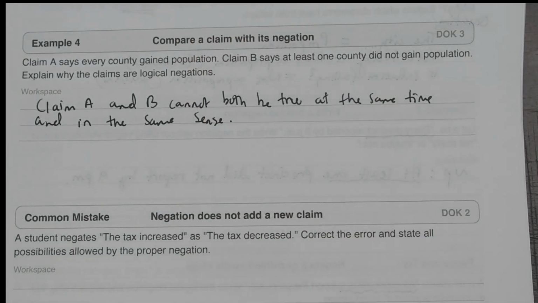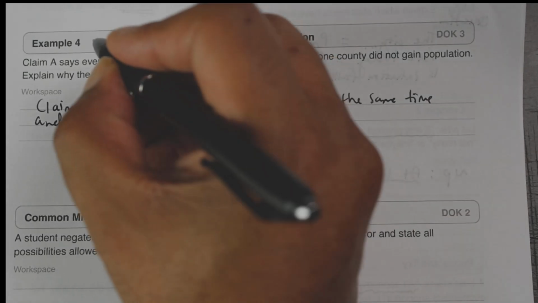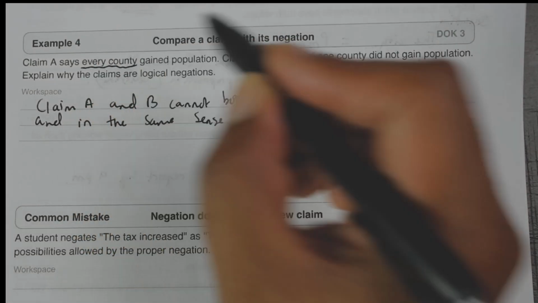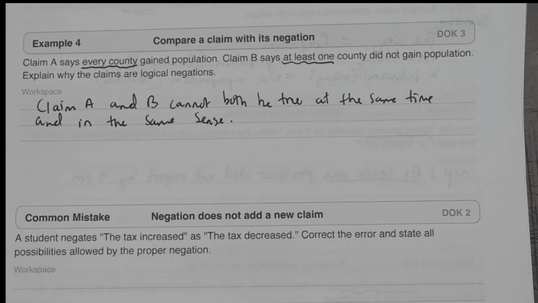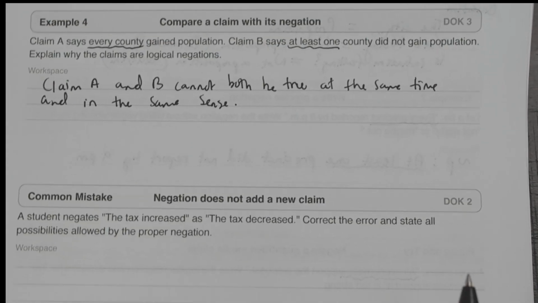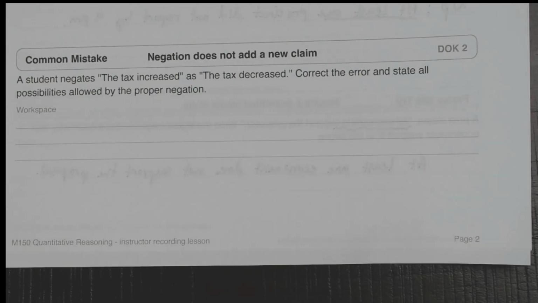Okay? They cannot be true at the same time and in the same sense. Again, notice "every" becomes "at least one." That's how we can distinguish these two statements from one another. All right. And then lastly, a common mistake.